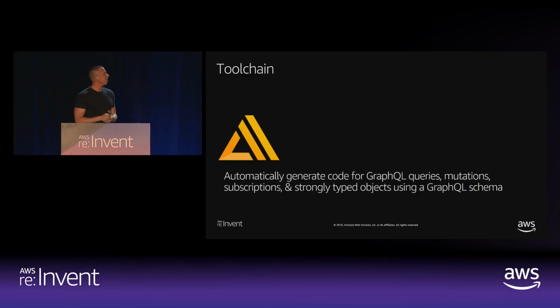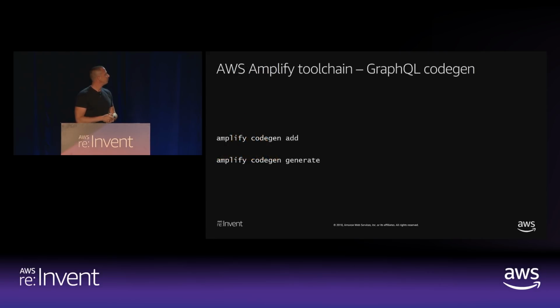And then the toolchain, I mentioned it earlier. One of the main things that you can do with this is generate GraphQL queries, mutations, and all of that code for you on the client, so you don't have to write it yourself. And to do the code generation, Amplify CodeGen add, Amplify CodeGen generate. This will create all of the code for you based on the API that you currently have enabled in your app.